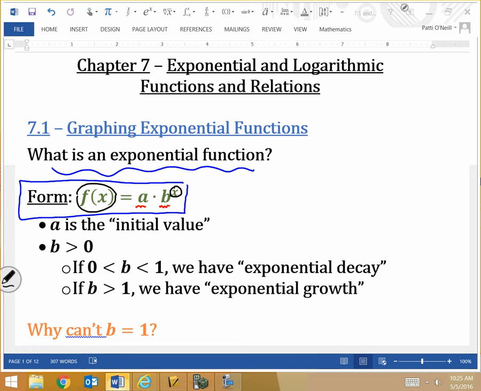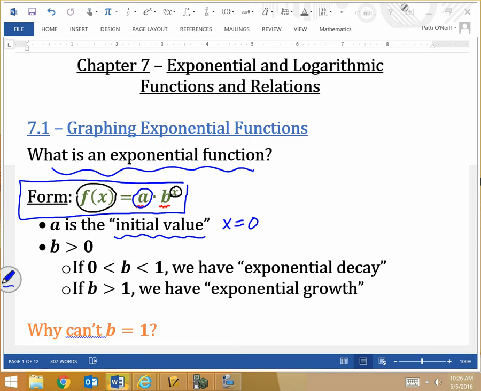Remember, f of x represents y. So those are going to be the two pieces of the formula that are going to be able to change for this function. The value of a is going to be considered to be the initial value. So this number right here will be considered to be the initial value that occurs when x is equal to 0. So we'll have an initial value when x is equal to 0.